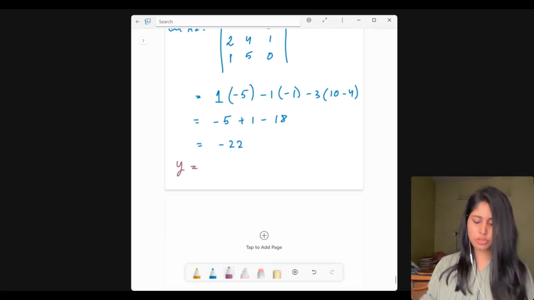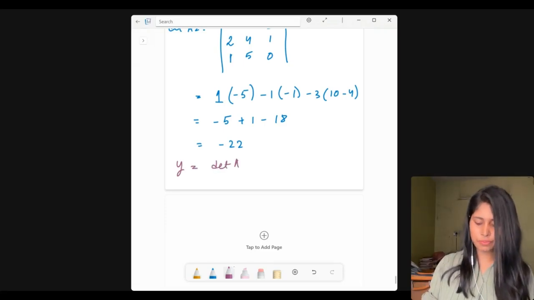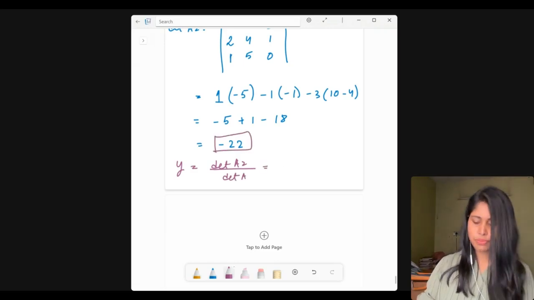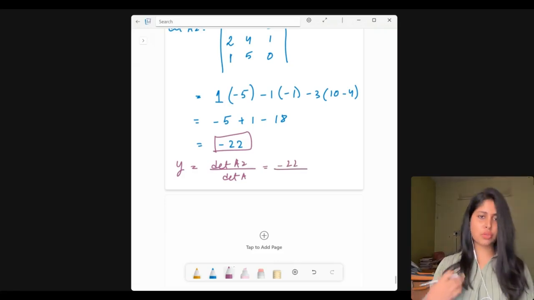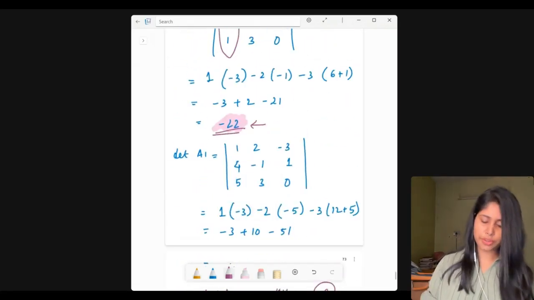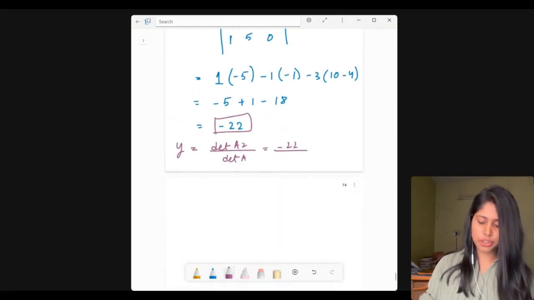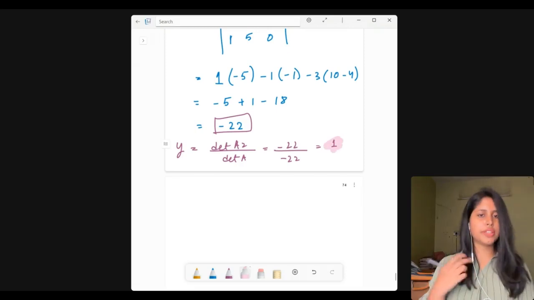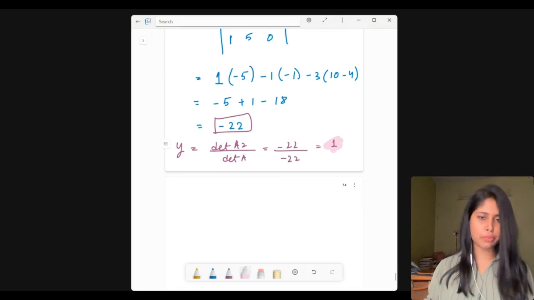Now from here we can get the y value. What is the y value? It will be determinant of A2 by determinant of A. What is the determinant of A2? It is minus 22. And what was the determinant of A? It was again minus 22 only. So let me write it, minus 22 by minus 22, which equals 1. So here we have got our second unknown variable, which is 1.